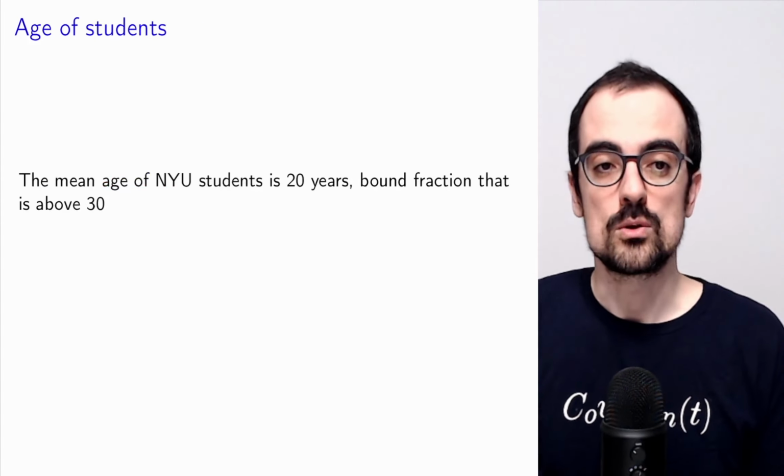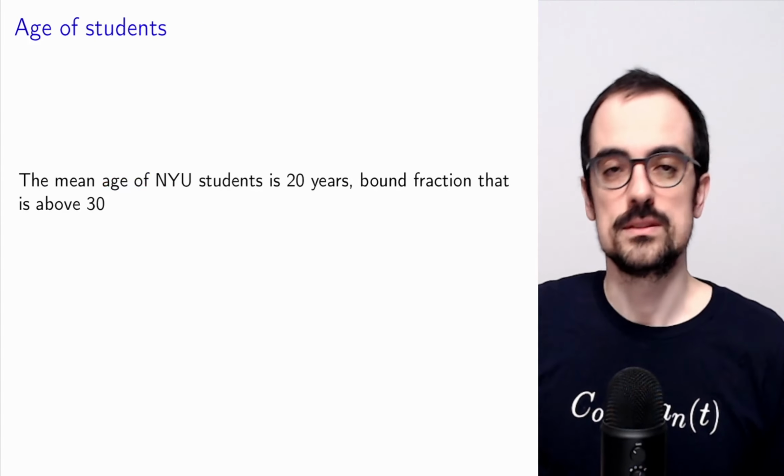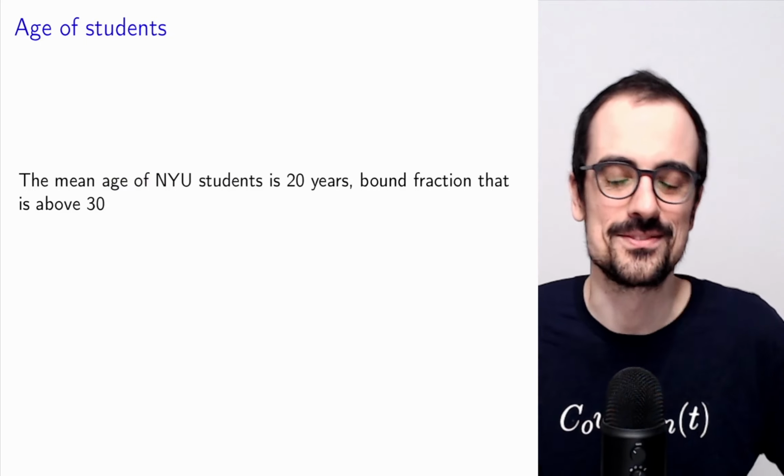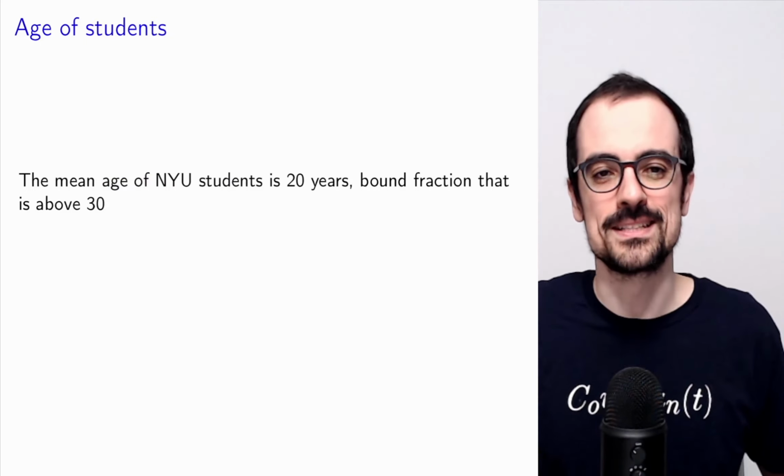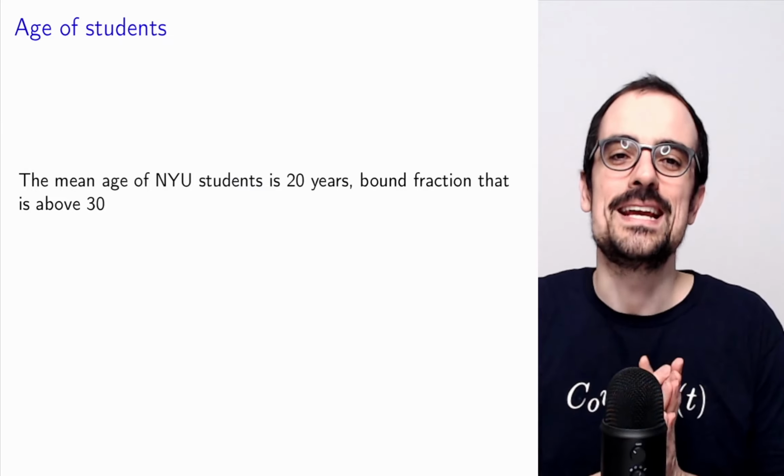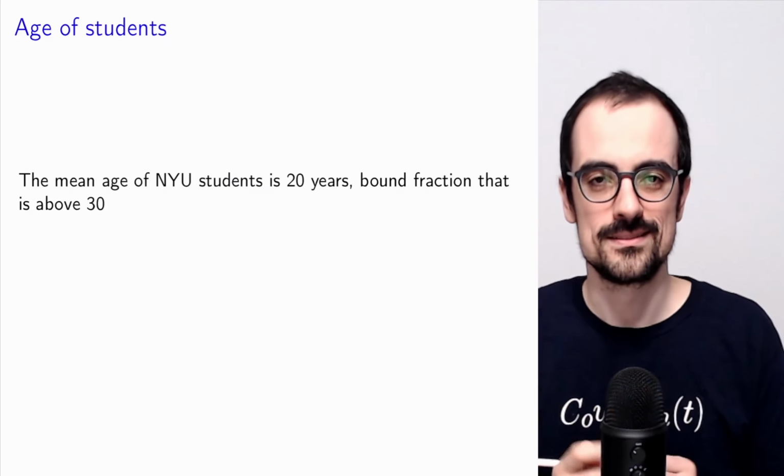All right, so let's take a look at an example. The mean age of, I'm making this up, okay? So this is not from data or anything, but imagine that we have established that the mean age of NYU students is 20 years old.